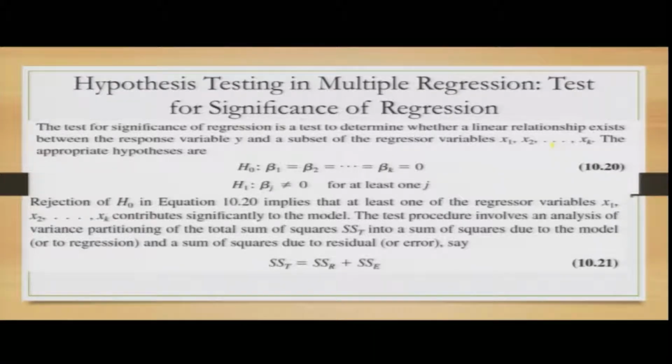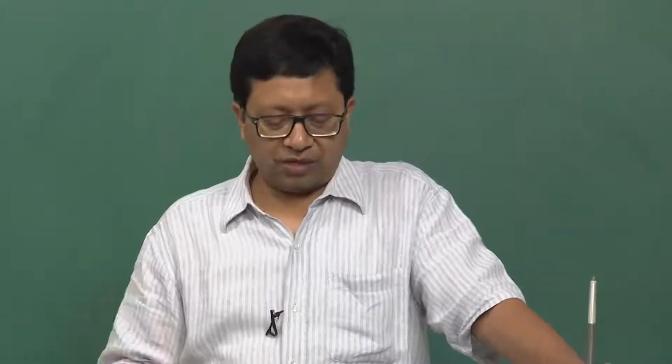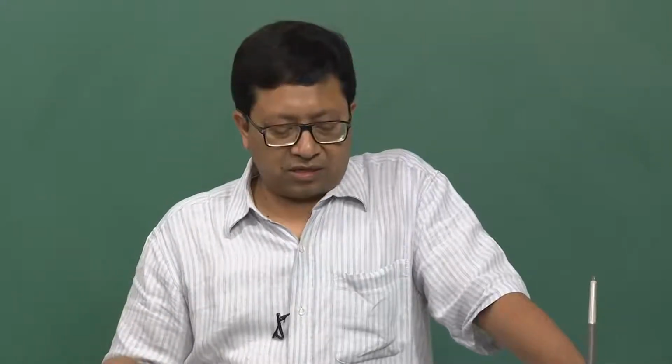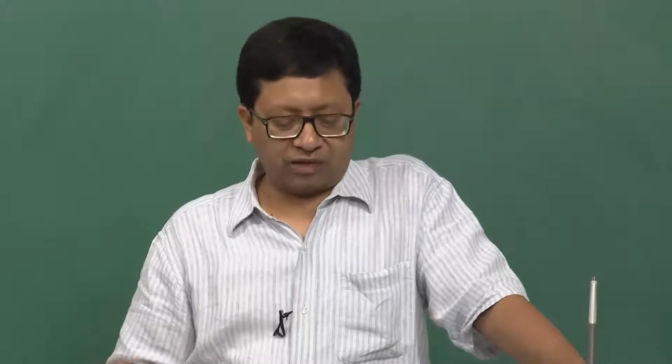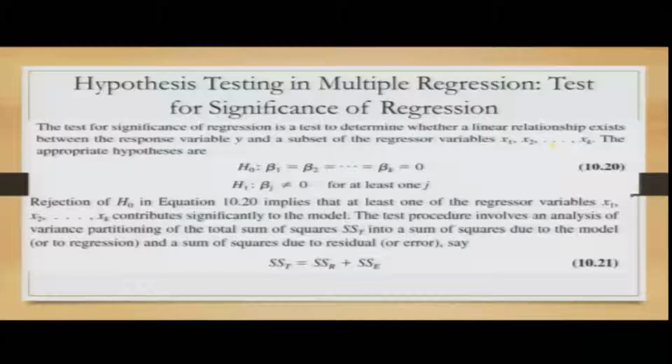Now, the actual hypothesis would be stated, which is, in the H0 case, we will consider beta 1 to beta k all to be 0, and in H1, which is the alternative case, we will consider that for at least one of these j's, j equal to 1 to k, beta j is not 0. So, in this case 0 means the effects of them are 0.